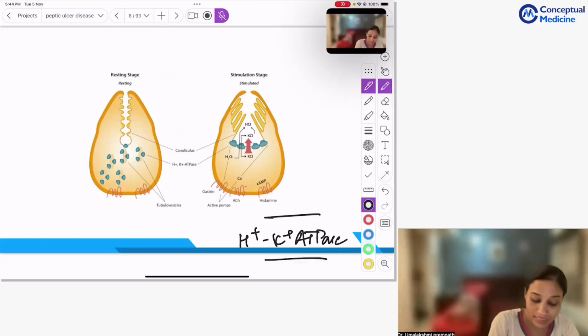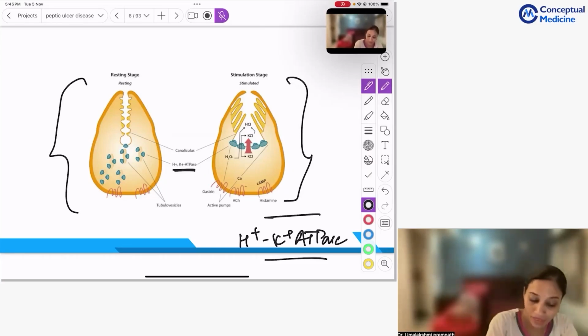In the resting state, this parietal cell contains cytoplasmic tubulovesicles, which contain the H plus K plus ATPase. This entire thing is a parietal cell. This is the cytoplasm, which contains tubulovesicles. They are the ones which carry the H plus K plus ATPase. So in the resting state, there is no activation of this enzyme.